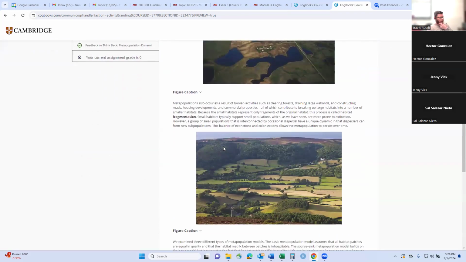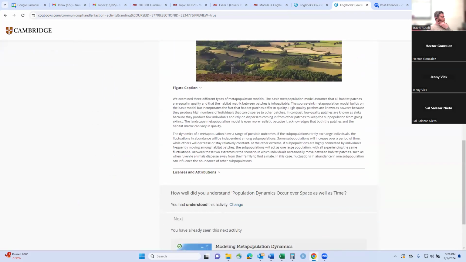And then at the bottom here, they talk about 3 types of models, metapopulation models. So the first one, they call it just the basic metapopulation model. And the major assumption of this is that all the habitat patches are equal in quality and that the habitat matrix between the patches is inhospitable. And we know that, offhand, from what we just discussed, that's generally not true, right?